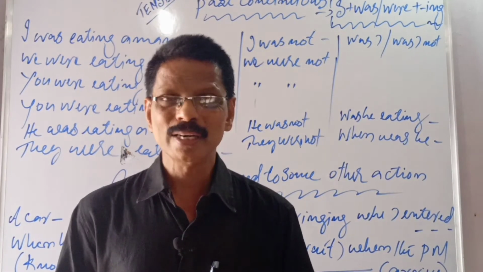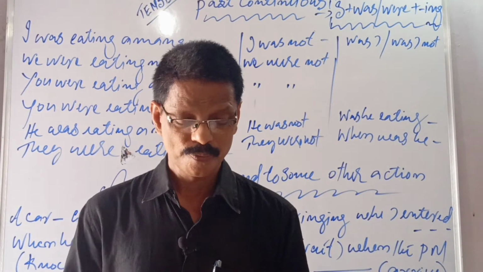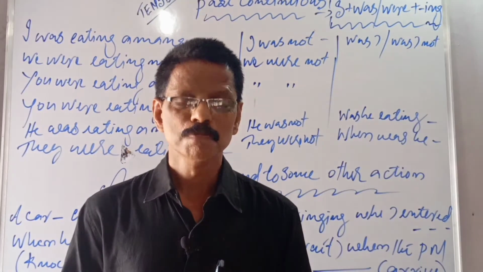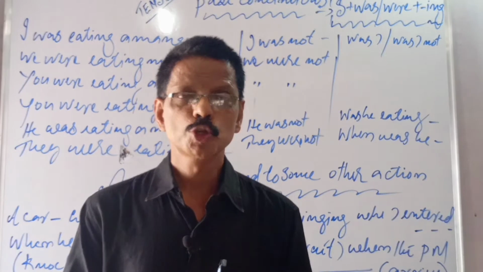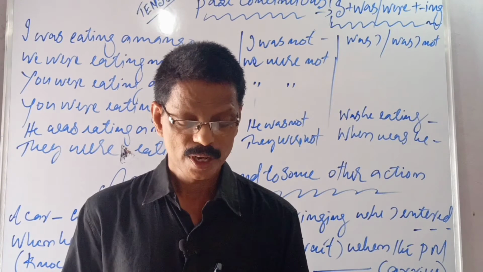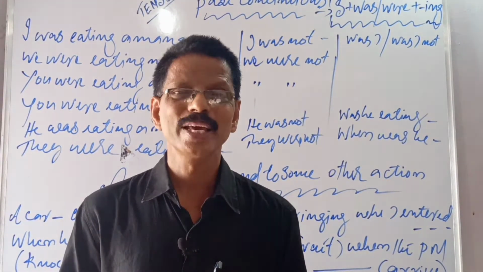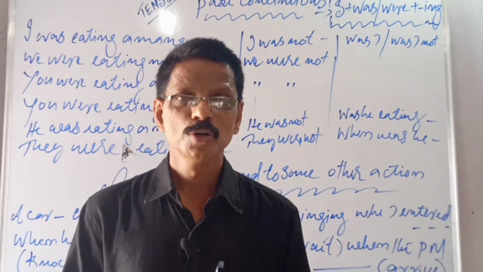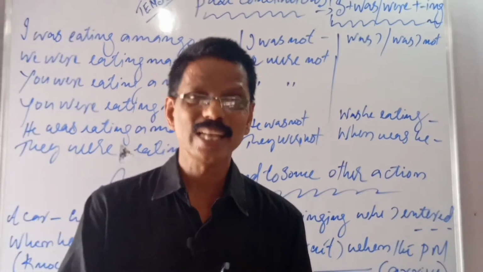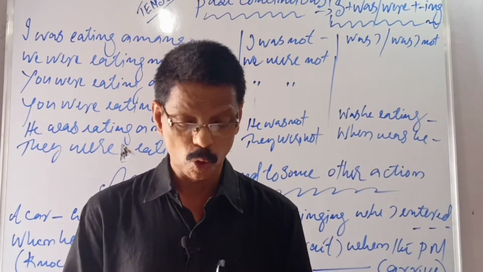Number three: open, opened, opened. Number four: close, closed, closed. Come, came, come. Break, broke, broken. Take, took, taken. Bring, brought, brought. Give, gave, given. I know these words are quite familiar to you. Buy, bought, bought. Sell, sold, sold. Buy something, sell something. Okay? Buy and sell. Cold, cold, cold.